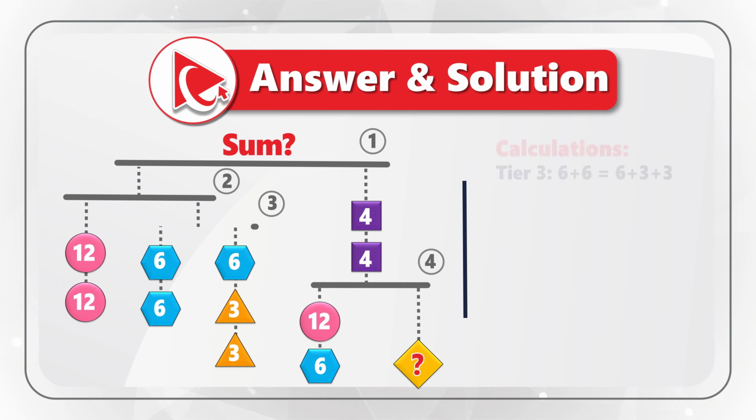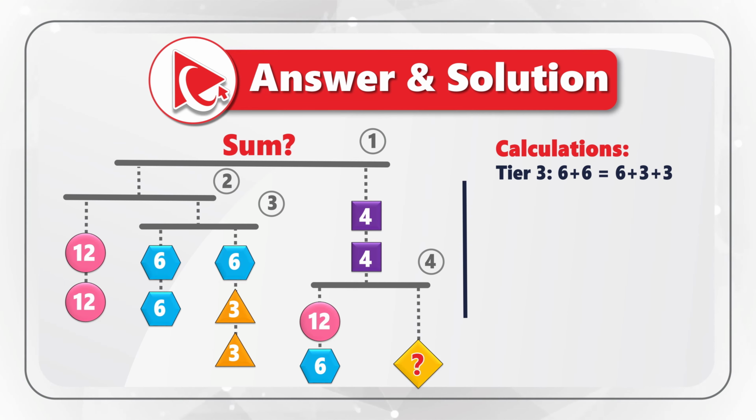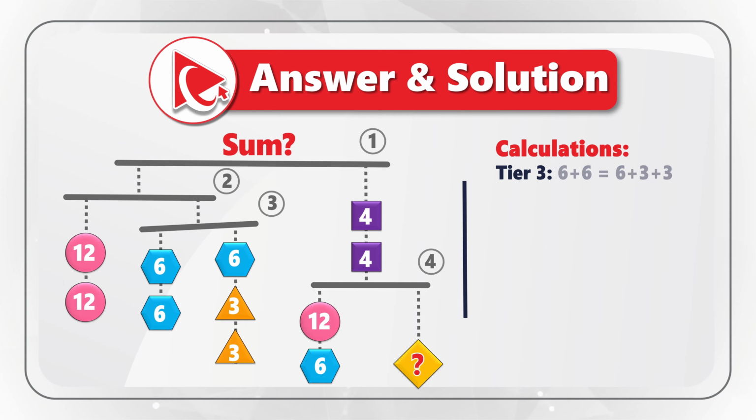Let's look closely at Tier 3 to better understand how this tier remains in balance. As I already mentioned, each tier remains in balance because the numbers are equal on both sides. So on the left of Tier 3, we have two hexagons with total value of 12. On the right of Tier 3, we have a hexagon, which equals number 6, plus two triangles, 3 plus 3. So on both sides, the total value is 12. This is why Tier 3 remains in balance.